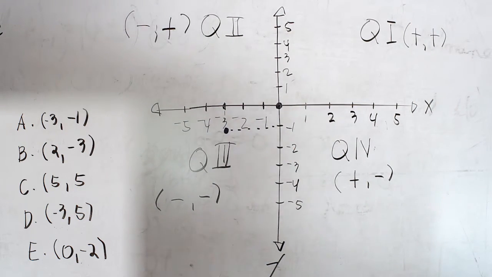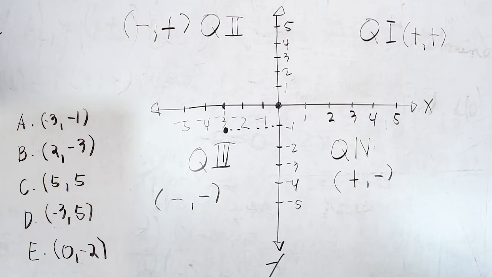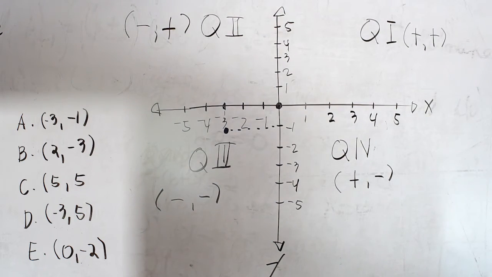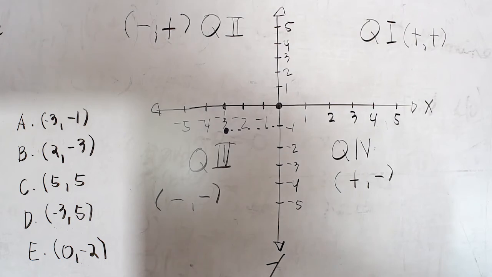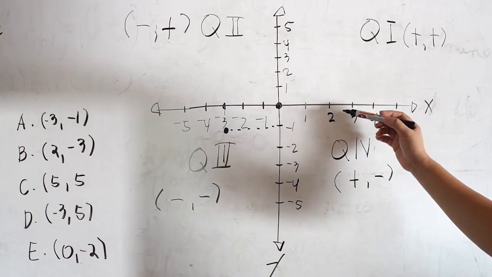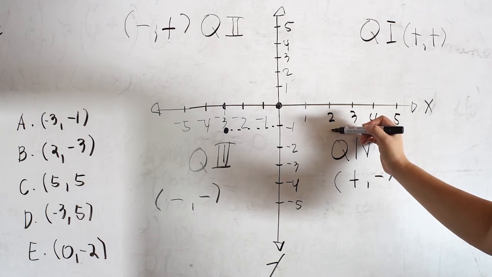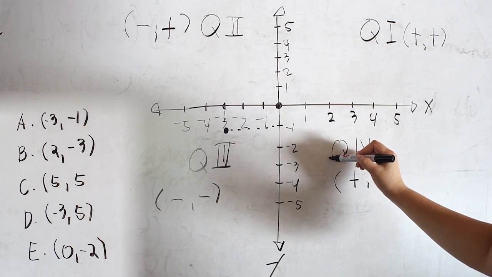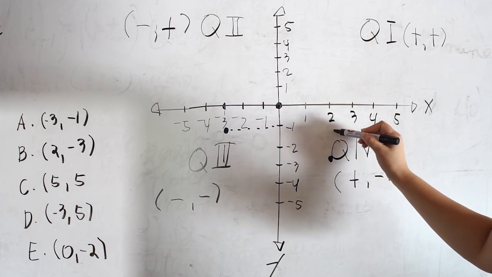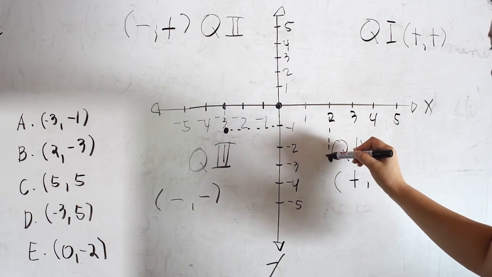And then letter B, positive 2 and negative 3. So positive and negative, so it belongs to quadrant 4. Positive 2 will be your x and then your y is negative 3. So positive 2 and negative 3. So this will be your point.